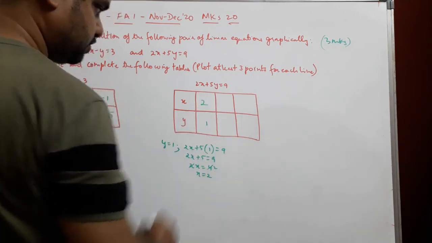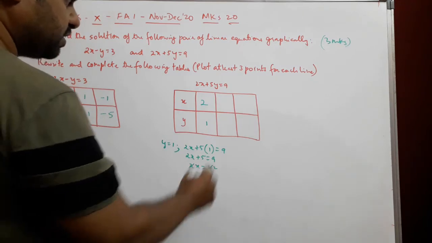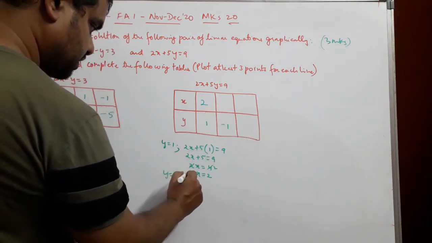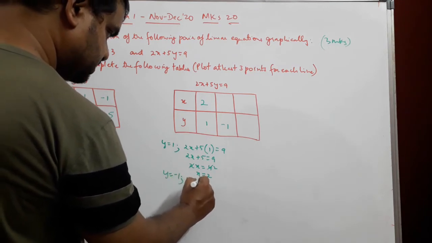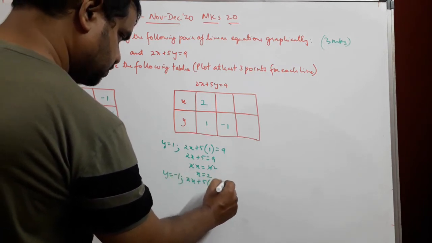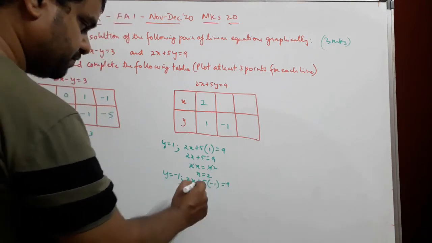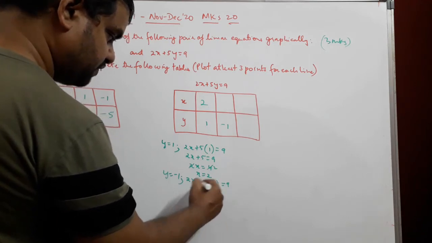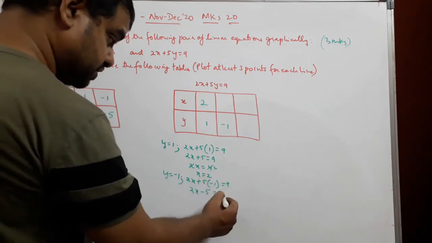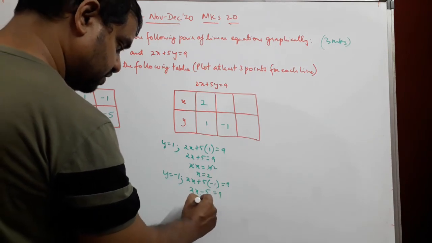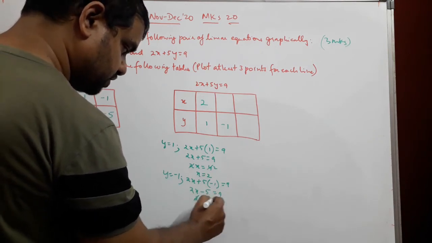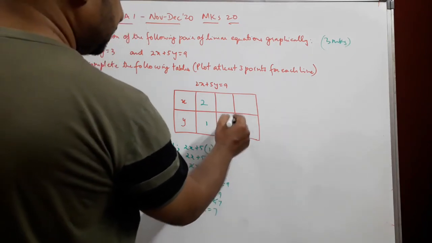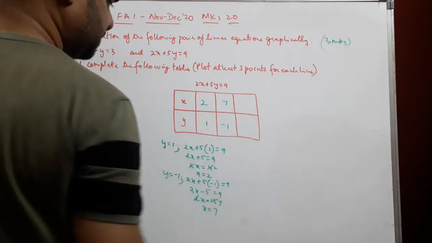So this becomes 2. Next I'll try to take y equal to negative 1. Let's see what we get. Negative 1. Okay, 2x plus 5 minus 1 equal to 9. 2x minus 5 equal to 9. 5 when I take on the other side, it will become positive. So 9 plus 5 gives us 14. 2x equal to 14. 2 7s are 14. That means x is equal to 7. So when y is equal to negative 1, we get x equal to 7.